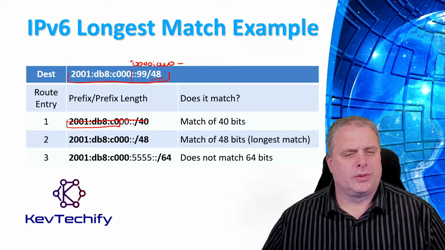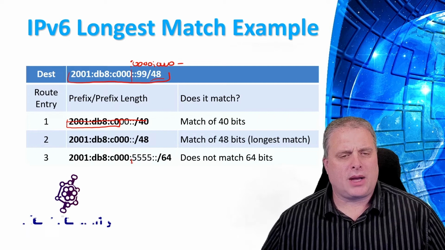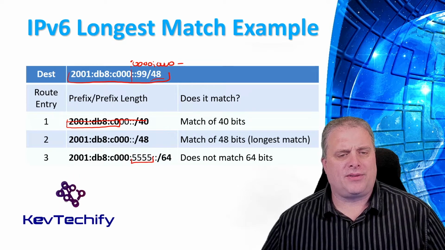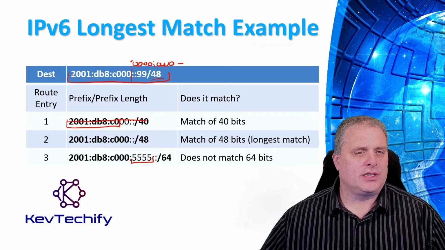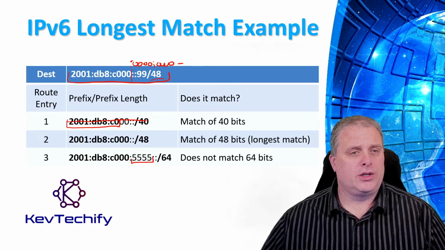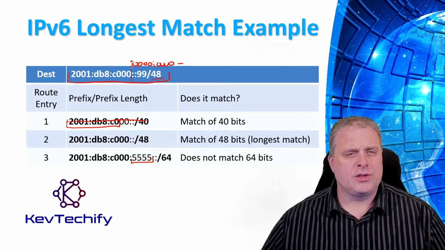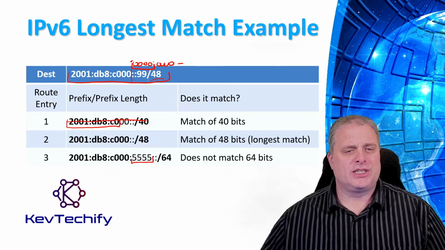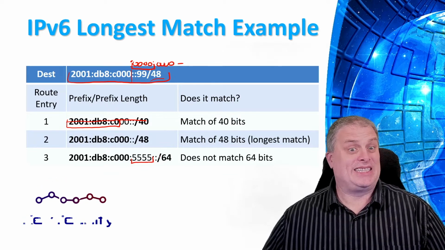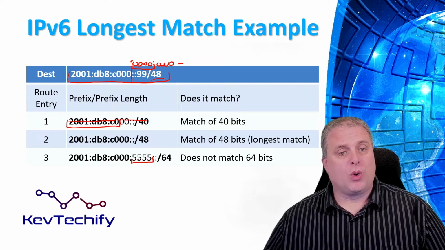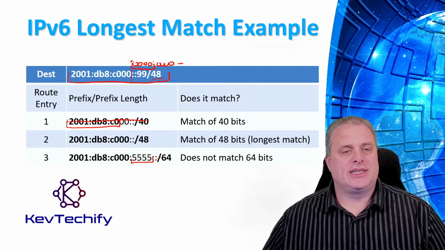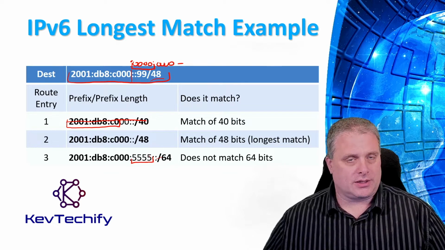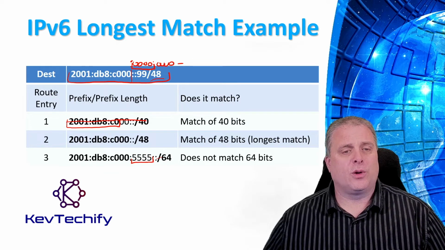1, 2, 3. In the fourth spot right here, we have 5555. But when we look at the actual IP version 6 address in the fourth spot, 1, 2, 3, we have 0000, and we're matching up to 64 bits, which is more than this right here. We can't use this because it doesn't match the 64 bits. These 64 bits don't match.